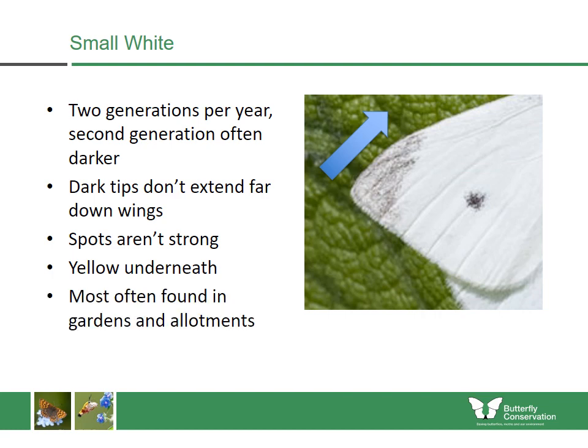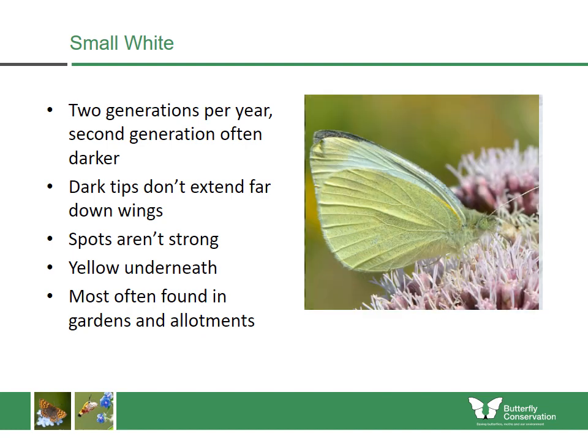This species is most often found in gardens and allotments because it is one of those species which was regarded as one of the cabbage whites. So this is one of those which can lay its eggs upon cabbages and kale and broccoli and other species of cultivated brassicas. And you can just see here the beautiful yellow of the underside of the wing of the small white.